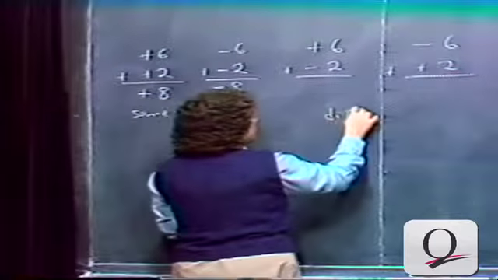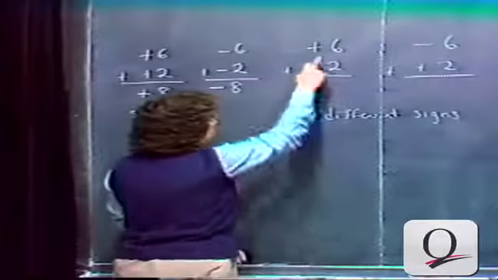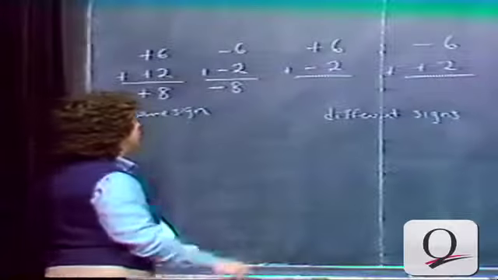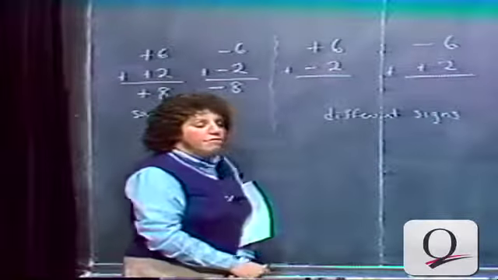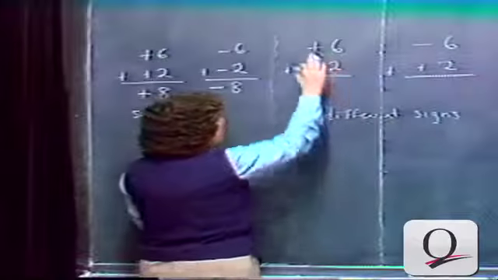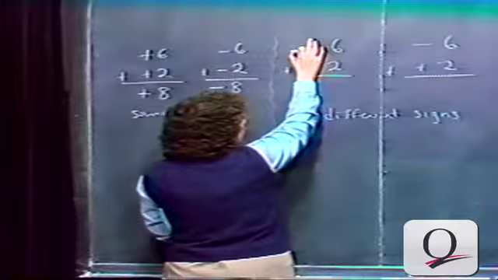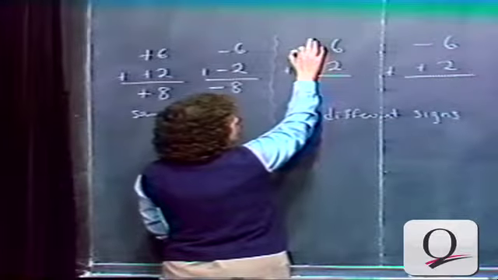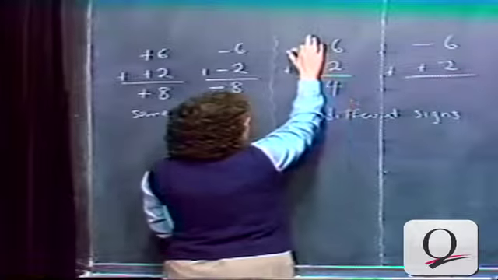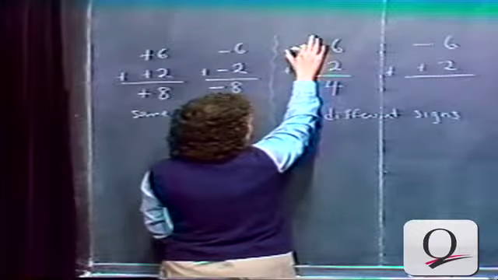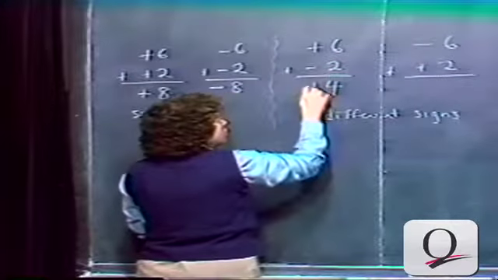If they have different signs, however, the numbers that are being added, we have to follow a different rule. When the numbers you're adding have different signs, we're going to once again mentally block out the signs, but this time we're going to subtract the smaller natural number from the larger. So 6 take away 2 gives us 4, and then we're going to prefix the sign of the larger natural number. Well, 6 is larger than 2, and its sign was plus, so the answer is plus.